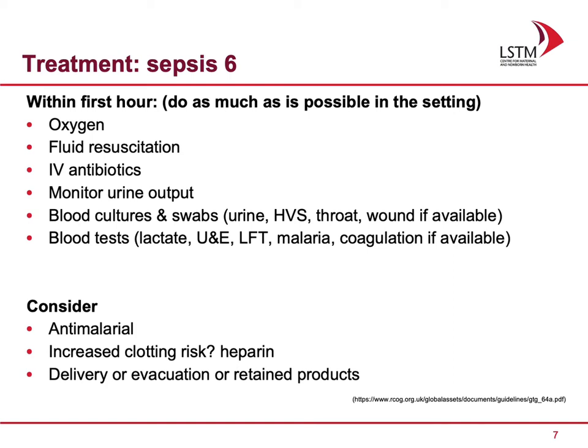Sometimes if a patient isn't improving, and then we can have results from cultures and swabs and sensitivities to specific bacteria, we may find that we can achieve a further improvement by altering the medication slightly, but it's best to start with straightforward broad-spectrum antibiotics. And then blood tests, depending what's available in your facility. But broadly speaking, we would look to do a blood lactate, urea and electrolytes to assess renal function, liver function, tests for malaria and blood clotting tests, and of course a full blood count.